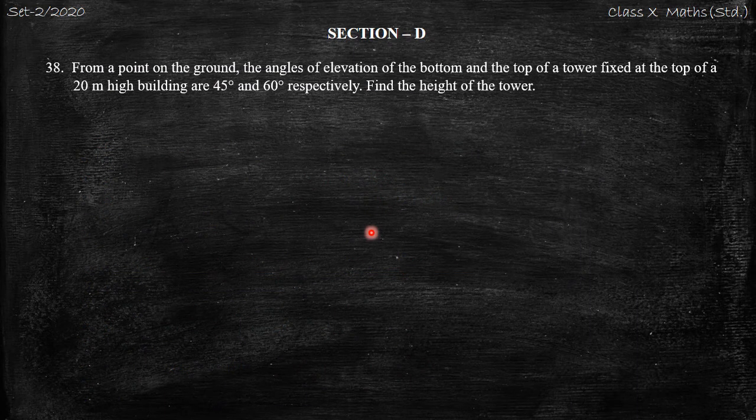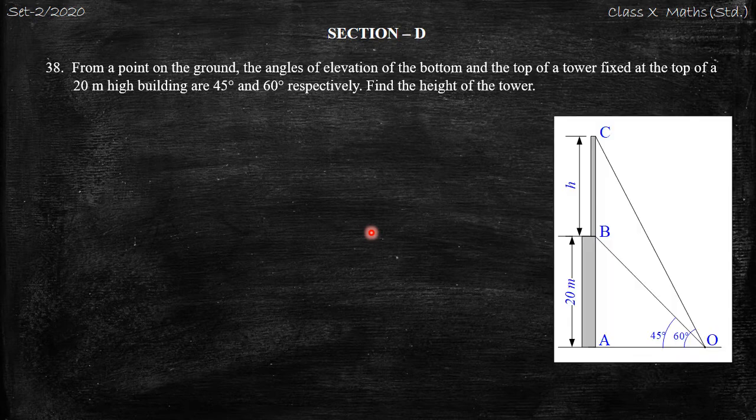Okay, this is on application of trigonometry. I have drawn a diagram to illustrate the question. Here you can see the aim is to find the height of the tower. This is the tower and this is the building, 20-meter height building. So we need to find the height. These are the figures given. Okay, let us start.